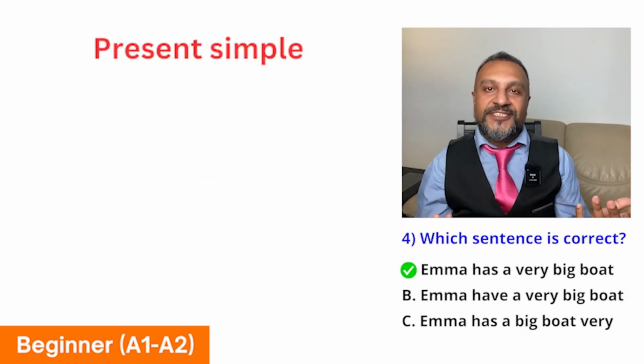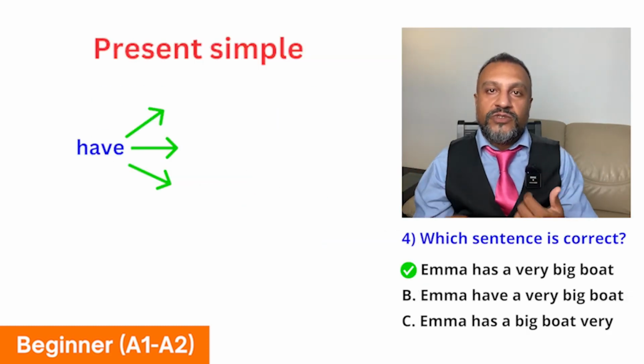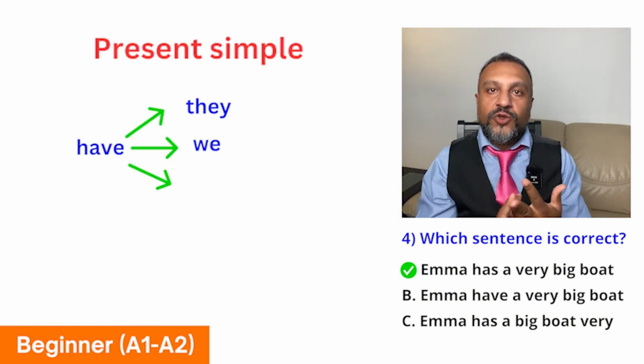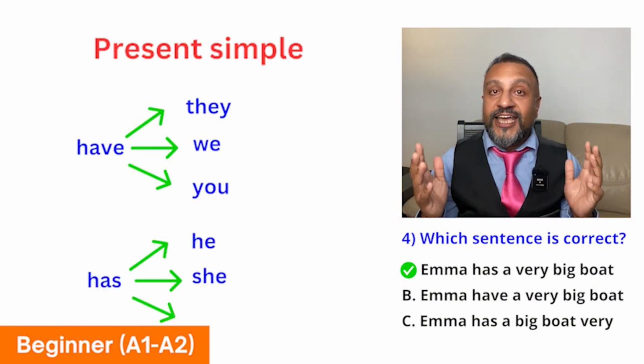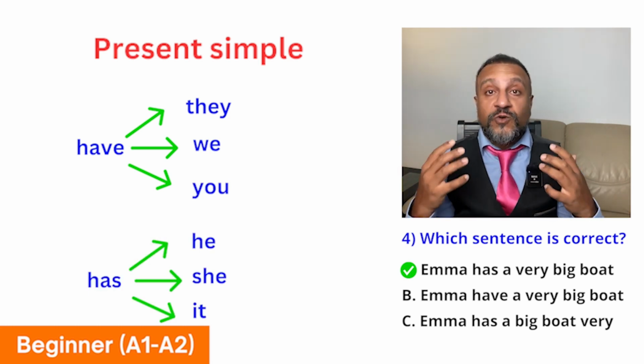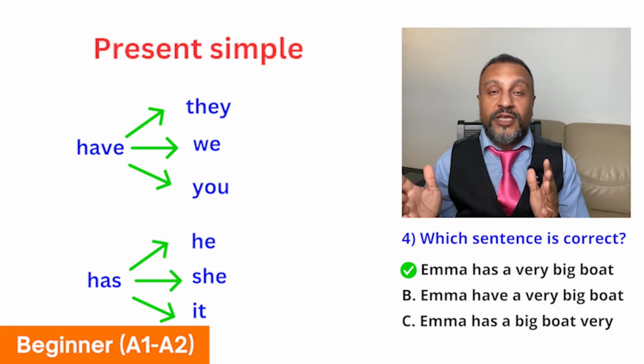This is the present simple with have and has. With have we use they, we, you. With has we use he, she, and it. For singular nouns, we need to use an article. We can use a, an, or the. In this case, we use a.